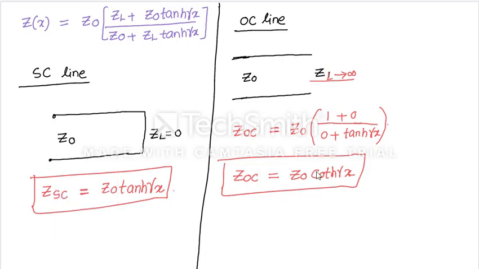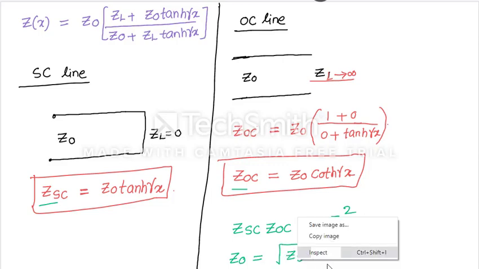Now I will see this. If I multiply these two, ZSC into ZOC, what do I get? This is Z0 square, isn't it? So from this, Z0 is equal to the square root of ZSC into ZOC.